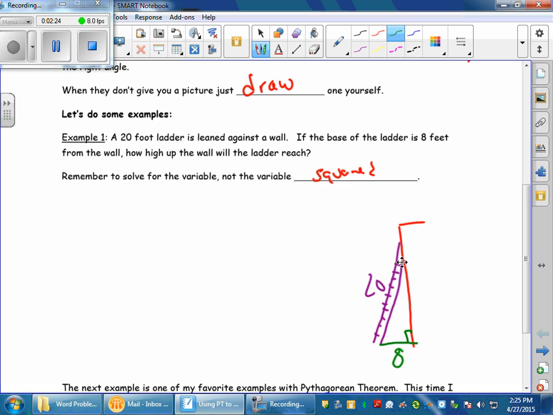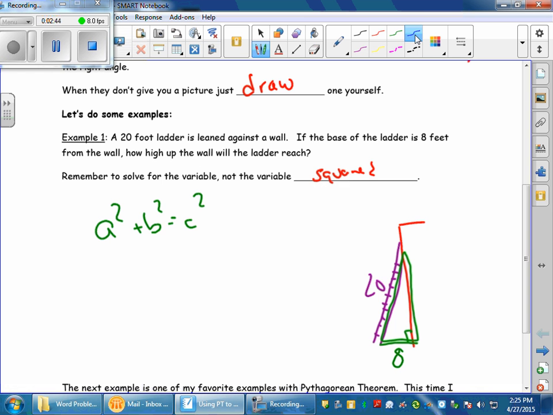Here's my right angle, and here's the rest of the triangle. So what we're going to do is we're going to find out how high up the wall the ladder will reach. So let's do that. First thing, let's write down our formula. A squared plus B squared equals C squared.